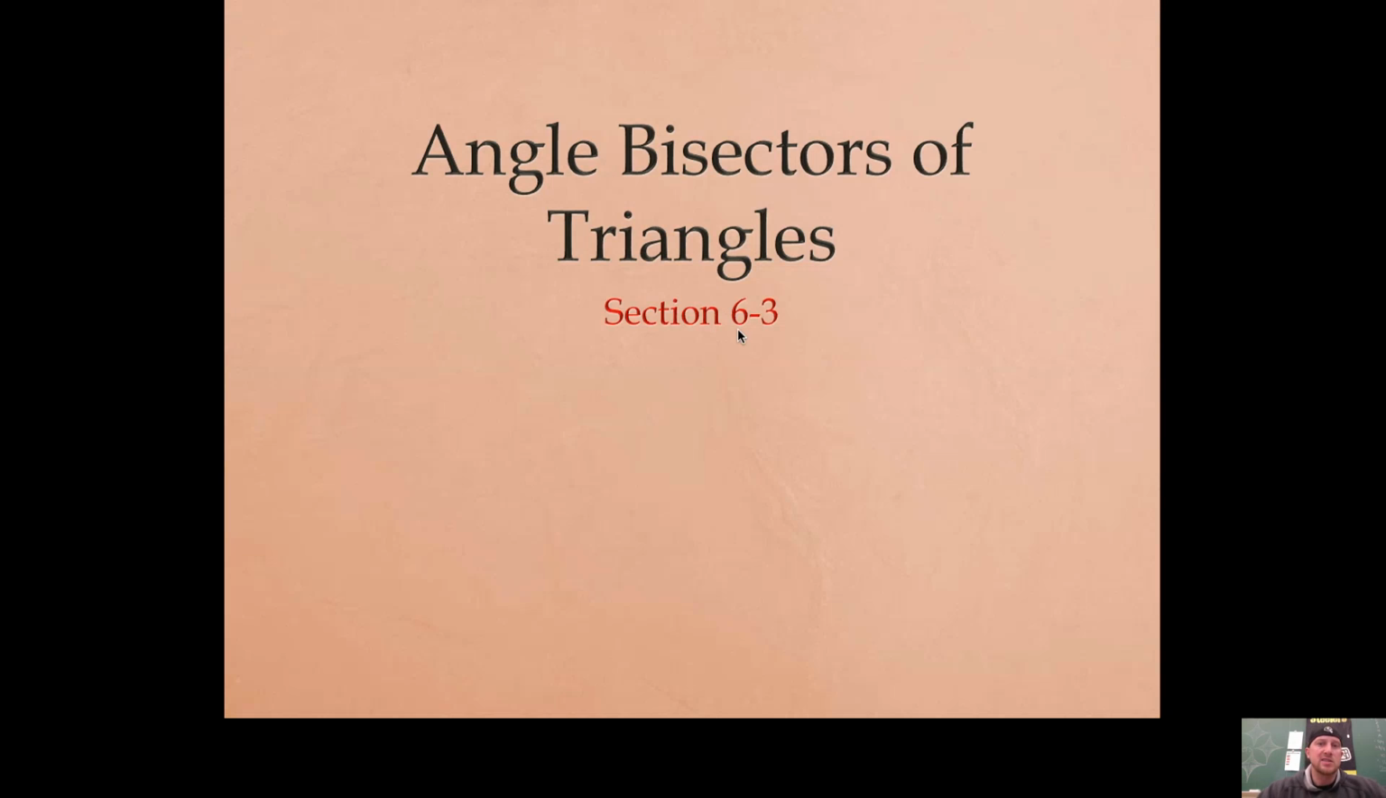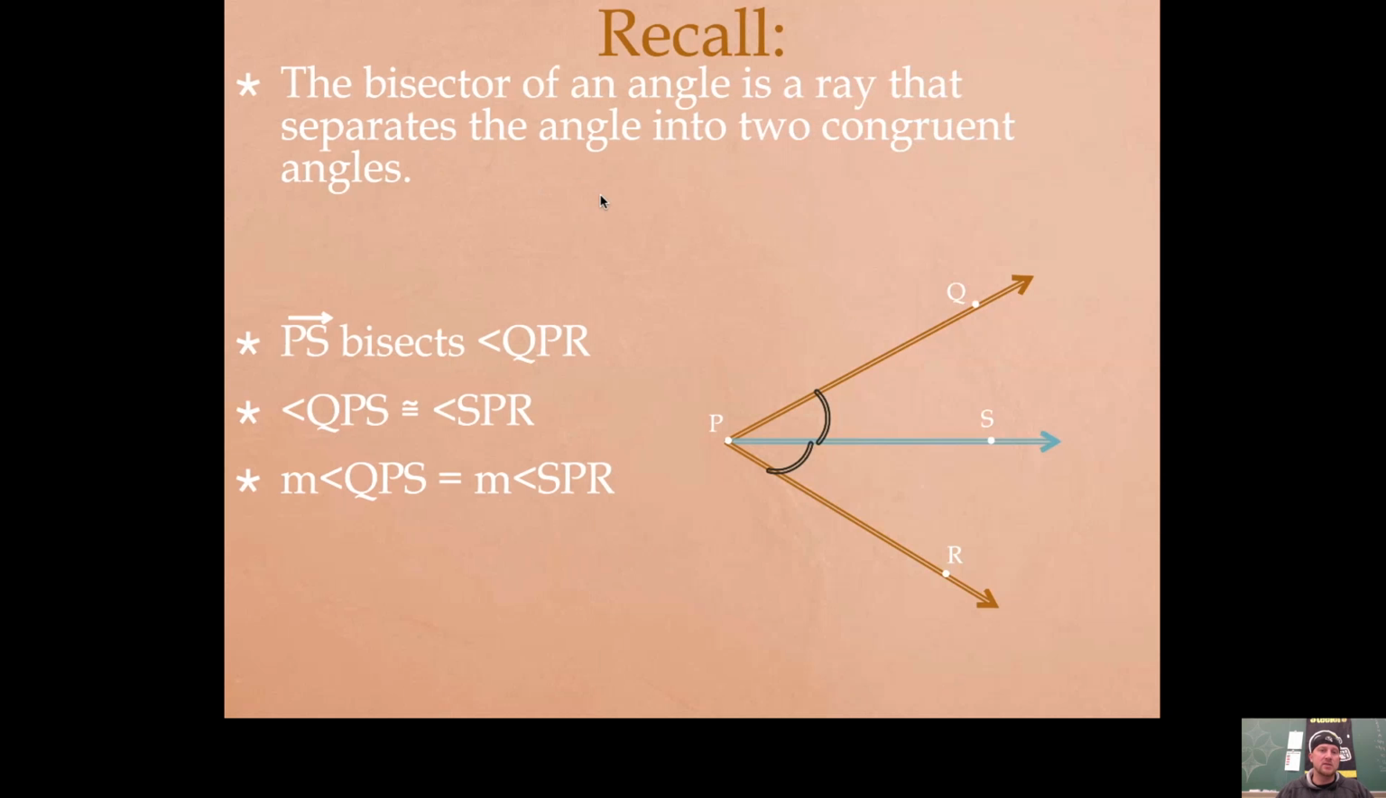This is our lesson for section 6.3. It's on angle bisectors of triangles. So you should know what an angle bisector is. If you bisect something, that means it splits it in half. So an angle bisector would be like that red ray. It's going to go through the middle of an angle.